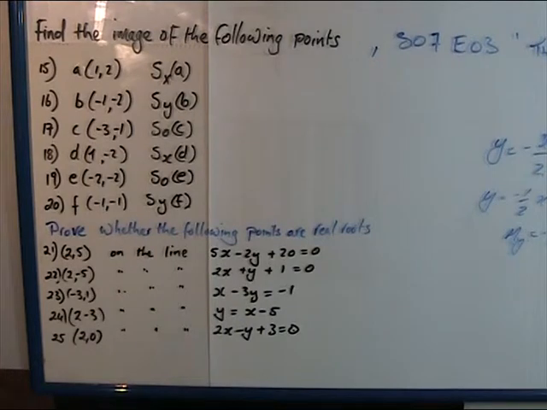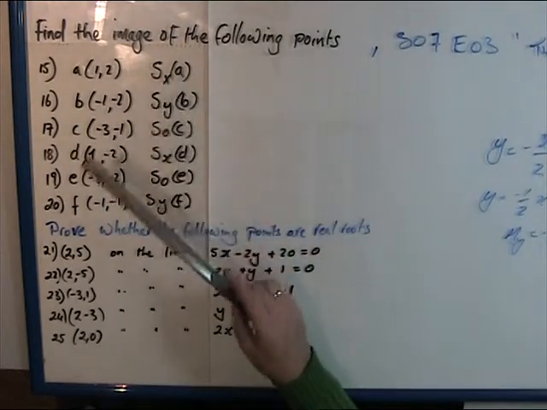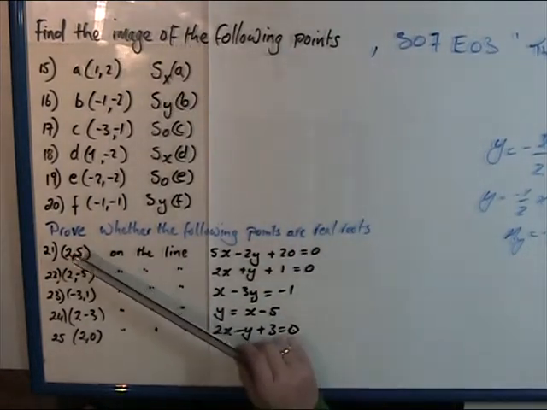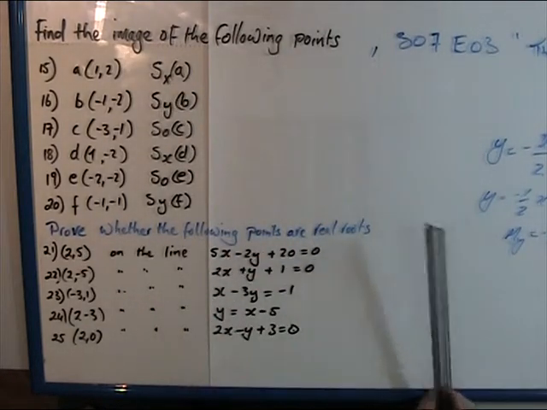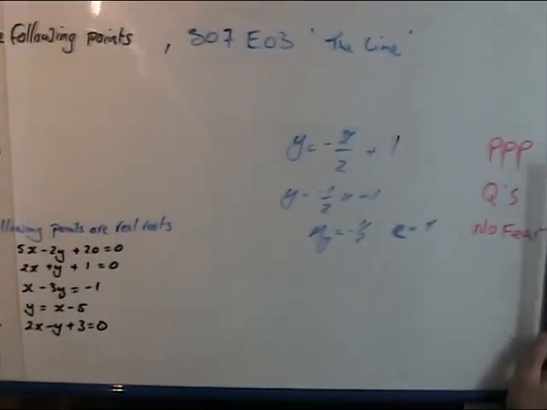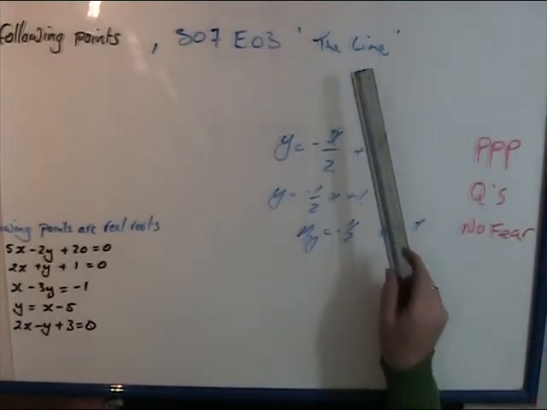Okay, these are the questions here, right? Find the image of the following points and prove whether each of the points have real roots. Now, I'll get back to this. So this is Series 7, Episode 3, and it's the line.